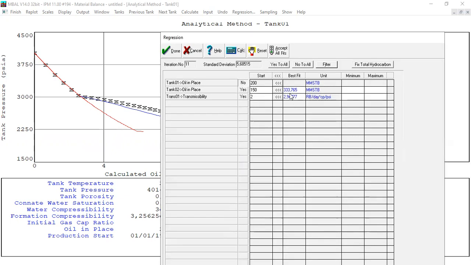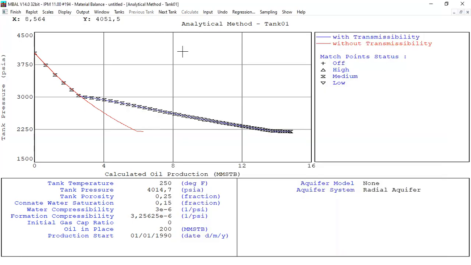Okay, let me check. I click this one. So now the oil in place in tank 2 is 333 and the transmissibility should be 2.94. So let's check, click done. And you can see we achieve a perfect match. Okay, so now I have the correct oil in place for my tank 1 and tank 2. And also I have the correct transmissibility between the two reservoirs.